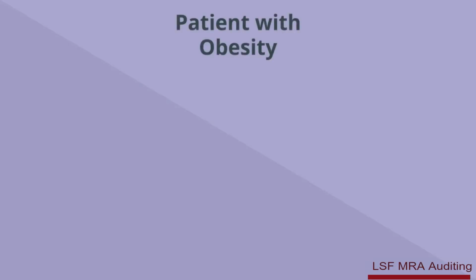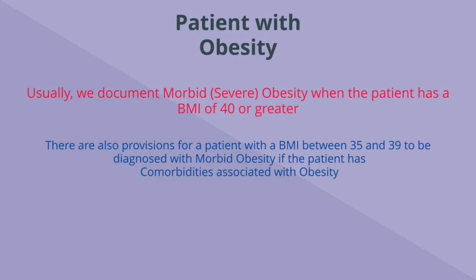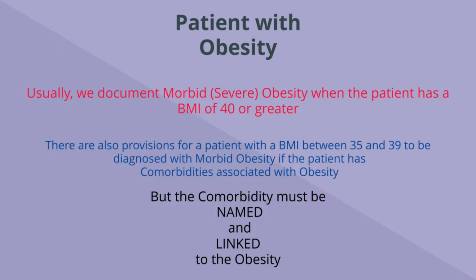What about a patient with obesity? Usually, we document morbid obesity when the patient has a BMI of 40 or greater. There are provisions for a patient with a BMI between 35 and 39 to be diagnosed with morbid obesity if the patient has comorbidities associated with obesity. However, the comorbidities must be named and must be linked to obesity.